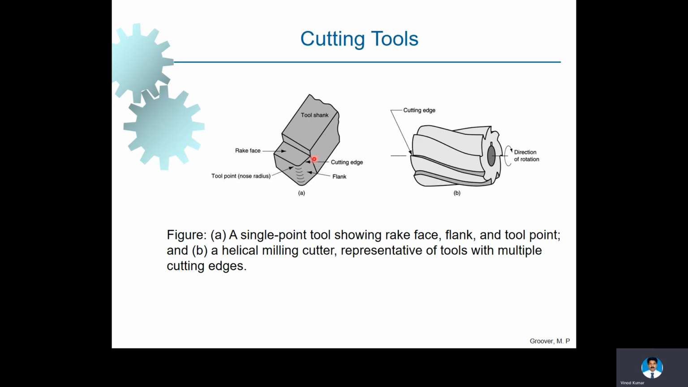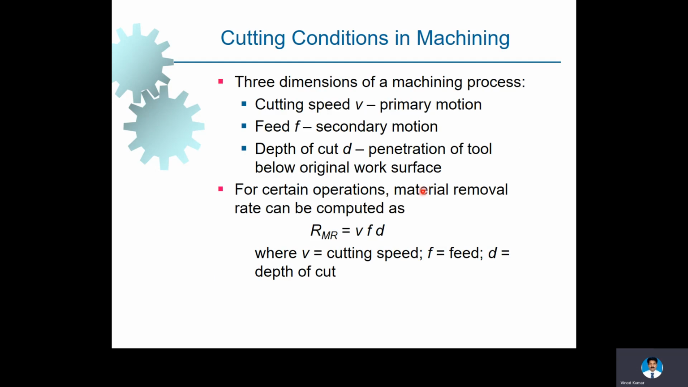If you see the cutting tools, this is a single point cutting tool. This is the cutting edge. This is the nose radius cutting edge. This is the face, the rake face. This portion is called the tool shank. This is the cutting area and this is the cutting edge. So flank, cutting edge, rake face, etc. This is a multiple cutting edge tool which is used in milling operation. It has multiple cutting edges, as you could see here. Multiple cutting edges are used to produce a plane surface.